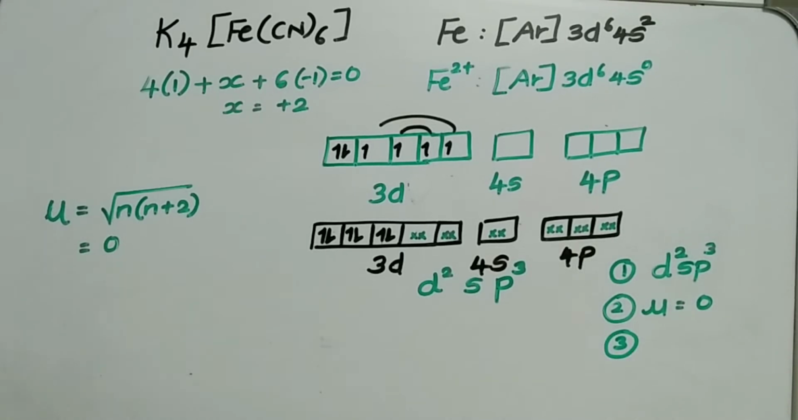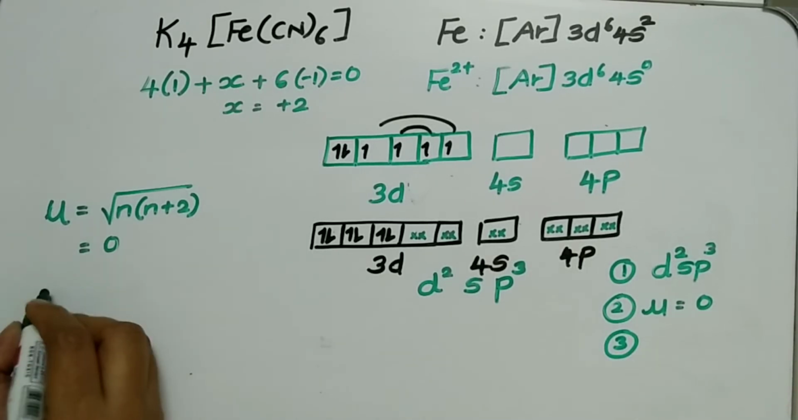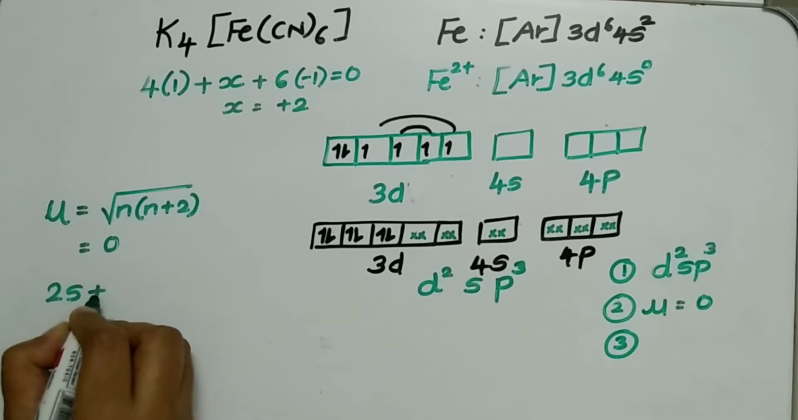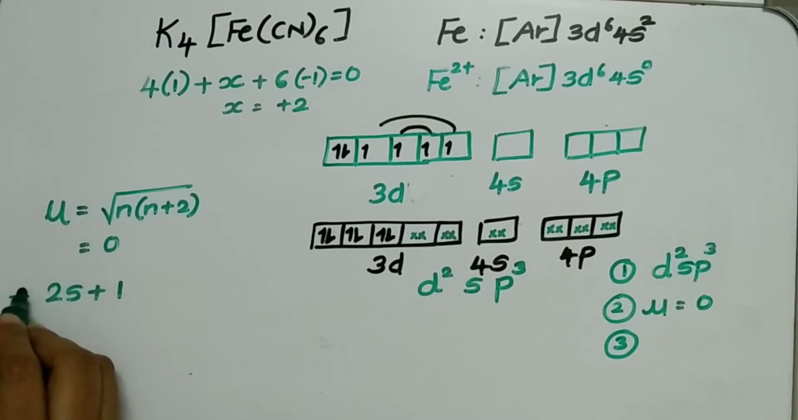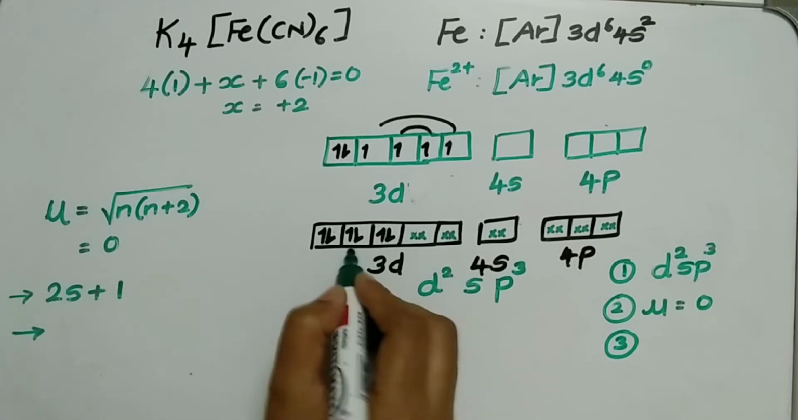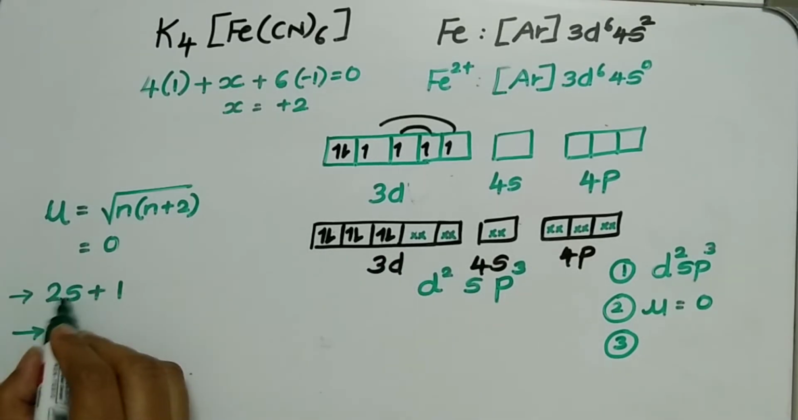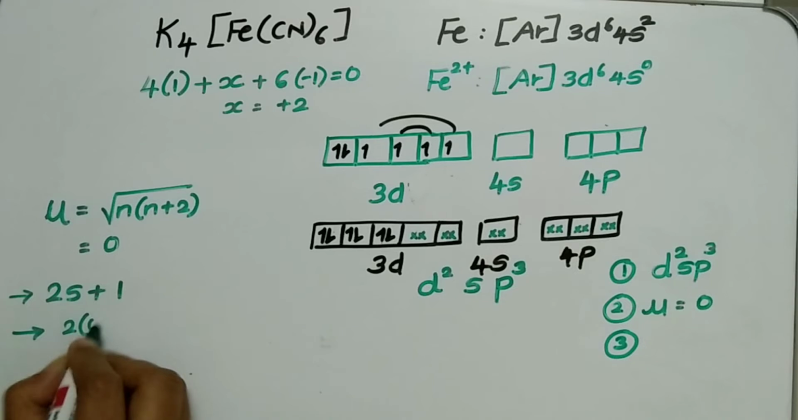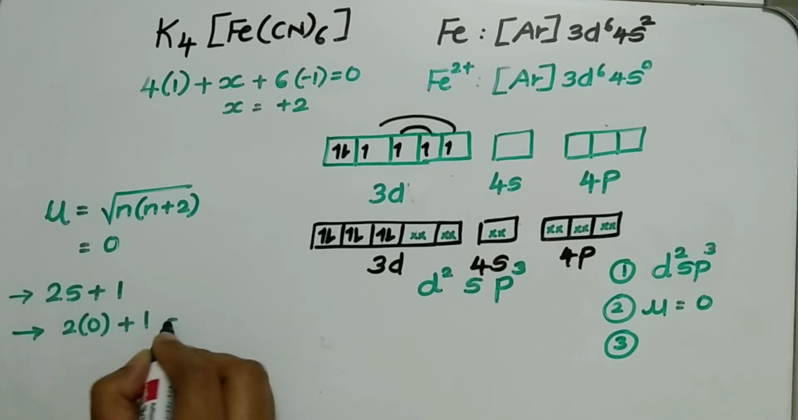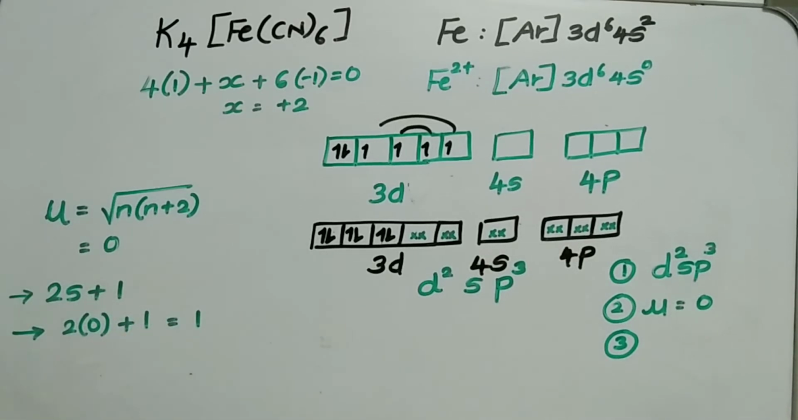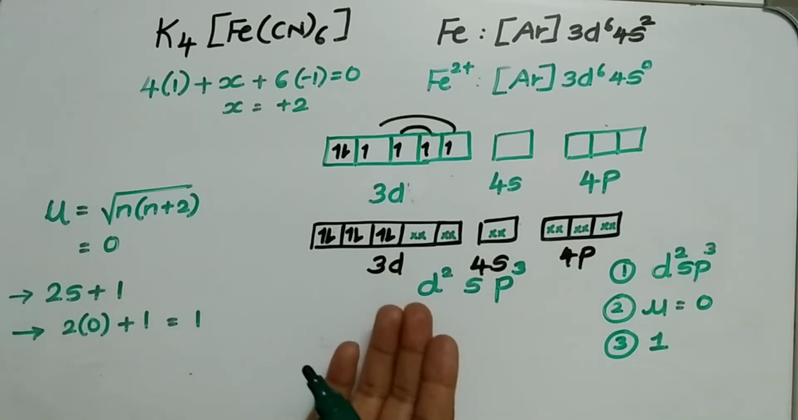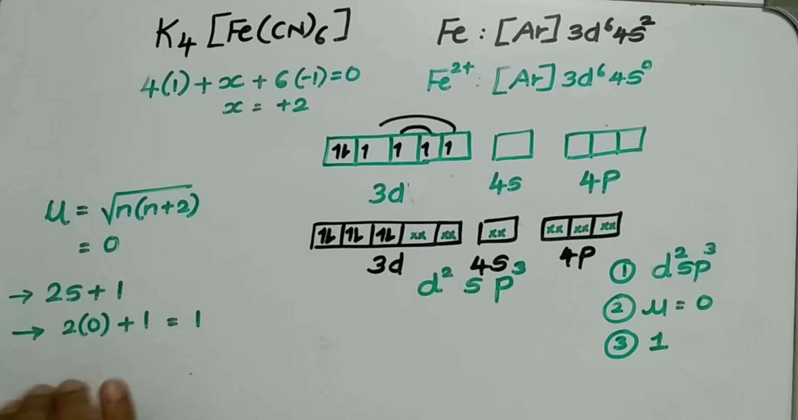The third property, spin multiplicity. So the formula is 2S plus 1, correct. Now how many unpaired electrons are there? 0. So value of S will be 0. So what is spin multiplicity? It is 1. Seeing that there are no unpaired electrons, don't write directly it as 0. Substitute that S value in the 2S plus 1 formula and then write the spin multiplicity.